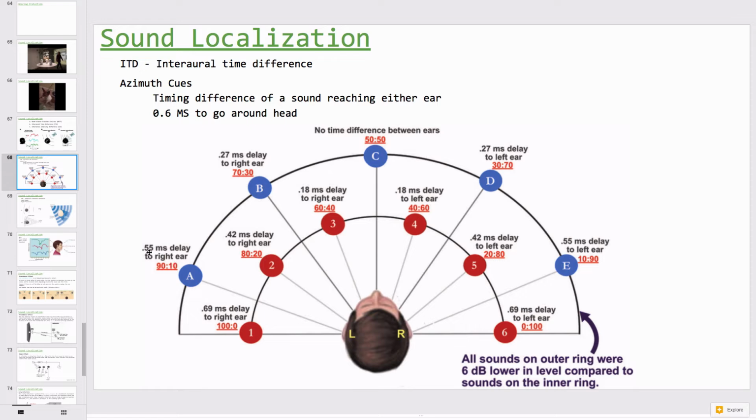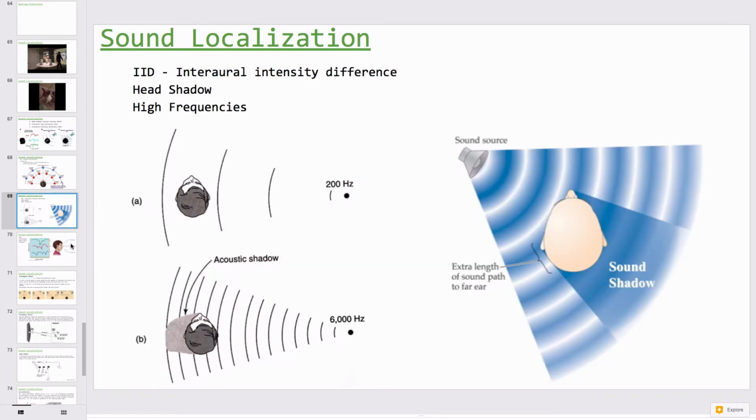If the delay is instead 0.55 milliseconds, it sounds like it's coming from here, right? Et cetera, et cetera. A 0.27 millisecond delay will sound like it's coming from here, and no difference between the ears, so on and so forth. Okay, and same for the other side, right? So our ears and our brains are able to interpret very, very small differences in time delays between our two ears, and that gives us a really quite accurate picture of where the sound is actually coming from.